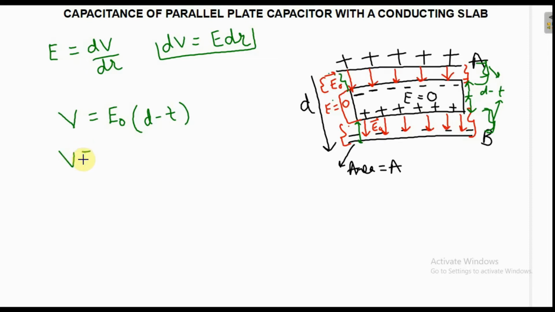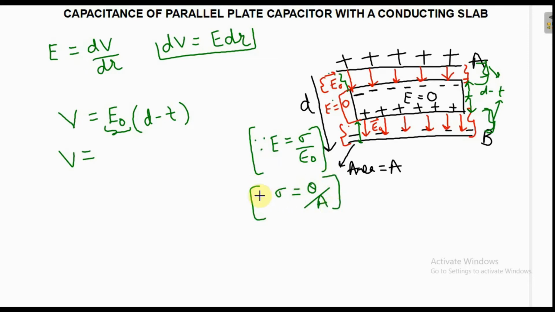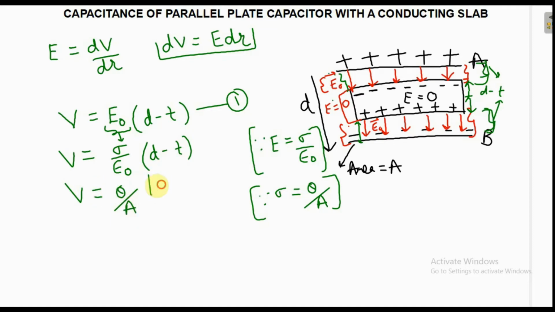So in the next step we will substitute the value of electric field. If you remember your previous chapter, we derived the formula for electric field between two parallel plates of capacitor. The formula is sigma by epsilon naught. And we also know sigma is equal to Q by A. So we are using these two formulas and substituting the values in equation 1. So E naught is equal to sigma by epsilon naught, and this one is your D minus T as it is. In the next step, substitute the value of sigma. The value of sigma is Q by A. So this is your next equation.